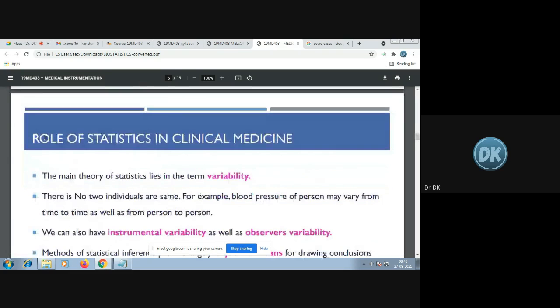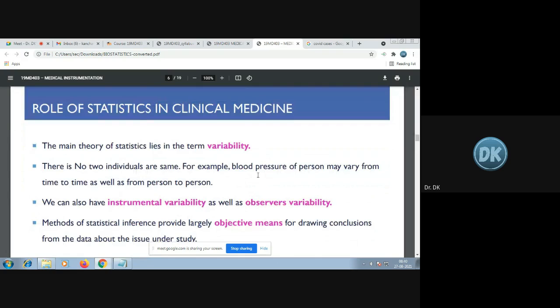And the role of statistics in clinical medicine. So in clinical medicine, like in a hospital setting, how is this used? The main theory of statistics lies in the term variability. So how is it varying? For example, no two persons are the same.